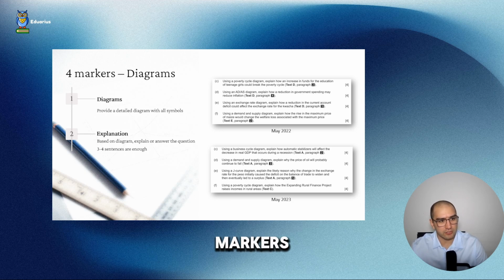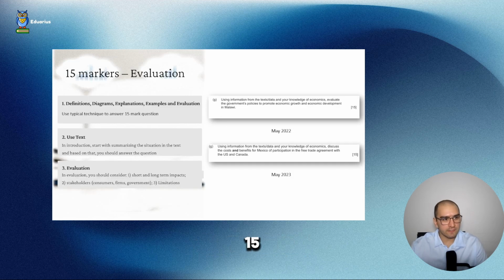For the 4 markers, you have to give a diagram and an explanation of the diagram. There are examples of different 4 marker questions. In any question, we see the similarity: using the exchange rate diagram, explain how. Using a demand and supply diagram, explain how. You will get 4 marks if you use the correct graph with all labels and explain it correctly, answering the question. And the last thing is the 15 marker question.